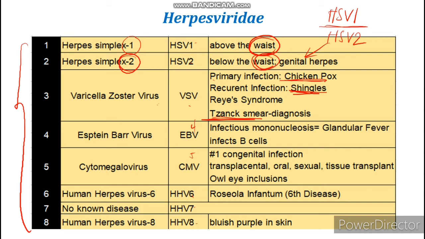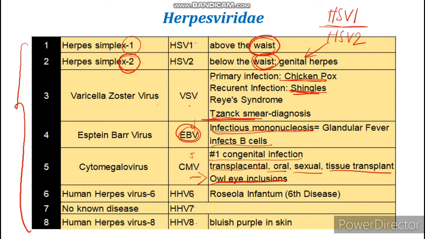So, next, you have your Epstein-Barr virus. It causes your infectious mononucleosis, wherein it infects the B cells in the human body. Next, you have your cytomegalovirus or CMV. It is the #1 cause of congenital infection. It is transmitted through transplacental, oral, sexual, and tissue transplant. And yung most important dito is yung hematological description niya, which is the owl eye inclusions.